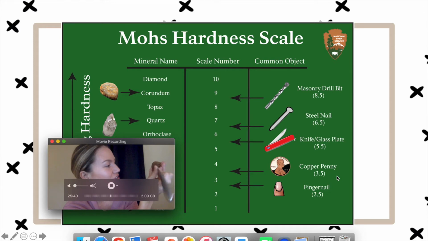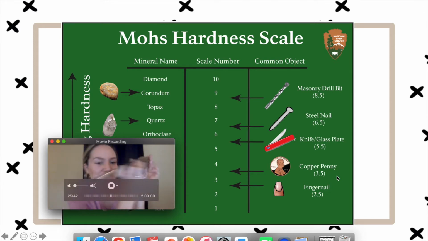All right, so we're going to take our knife and scratch. And it is scratching a little. It is scratching. So can you see these scratch marks? So my rock scratches at a knife level, and knife is right here between 5 and 6, so I'm going to give it about a 5.5, right? 5.5 for hardness.